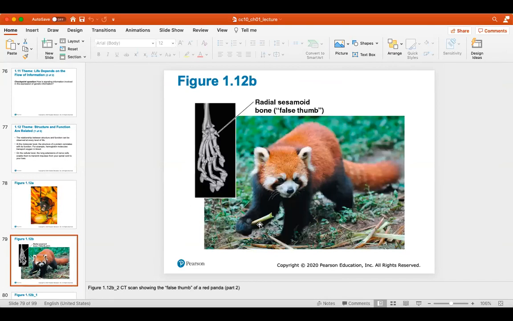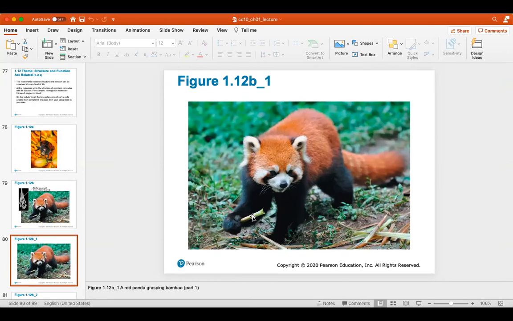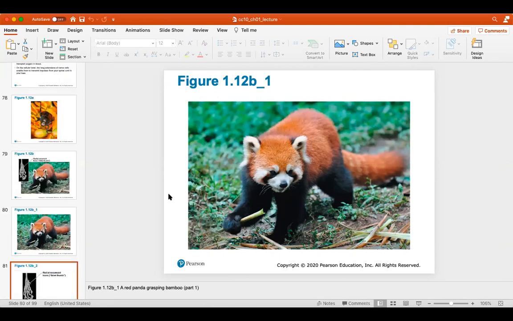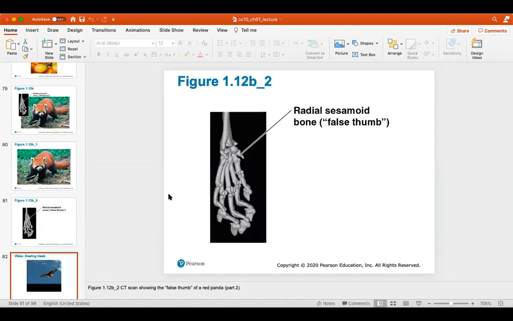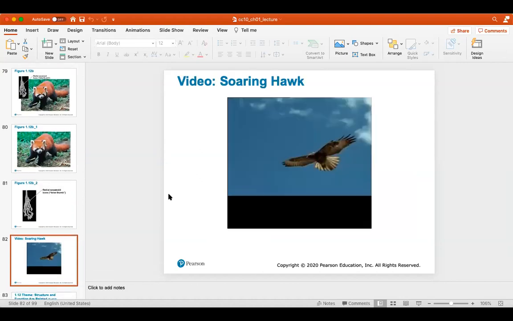This is a CT scan showing the false thumb of a red panda. And that's just shown here, kind of the thumb doesn't exist, or it's a lot smaller, so it's able to pick up its bamboo a lot more easily. A red panda grasping the bamboo, and the scan showing the false thumb of a red panda. So structure and function are really important.